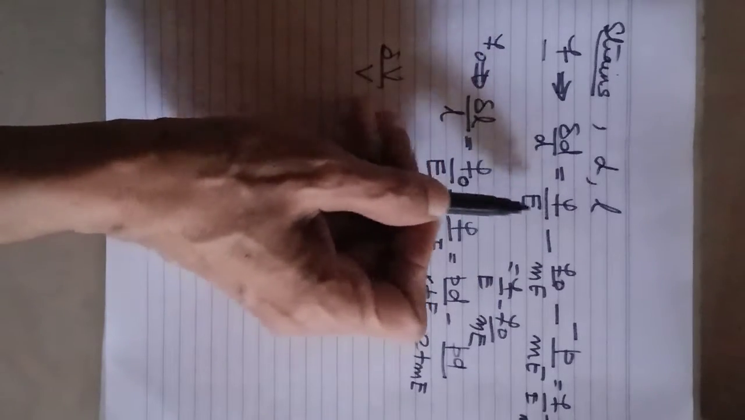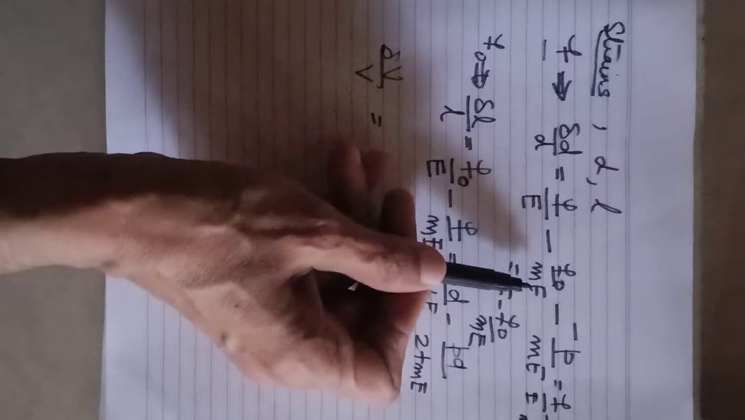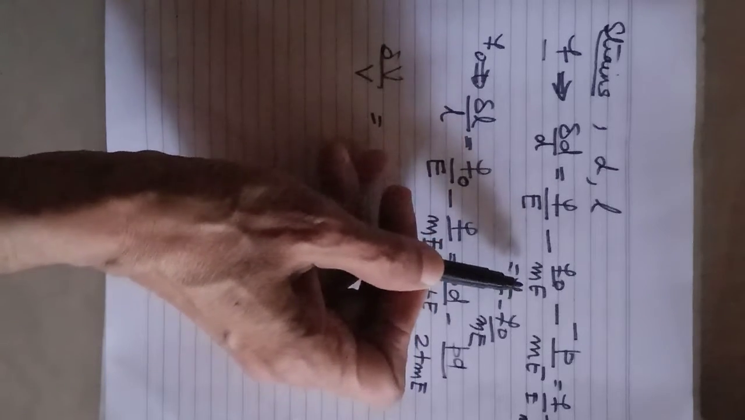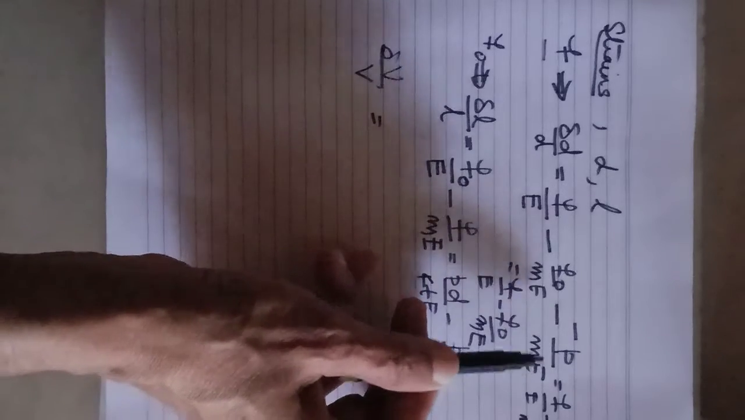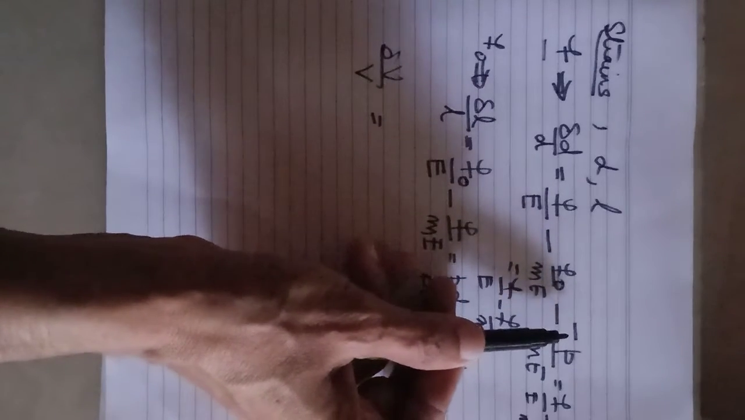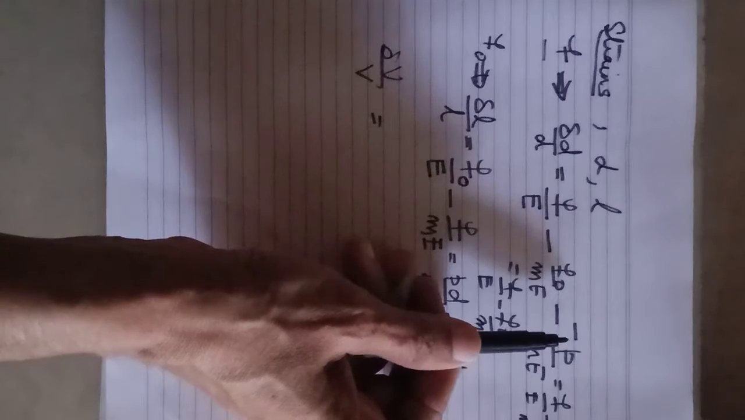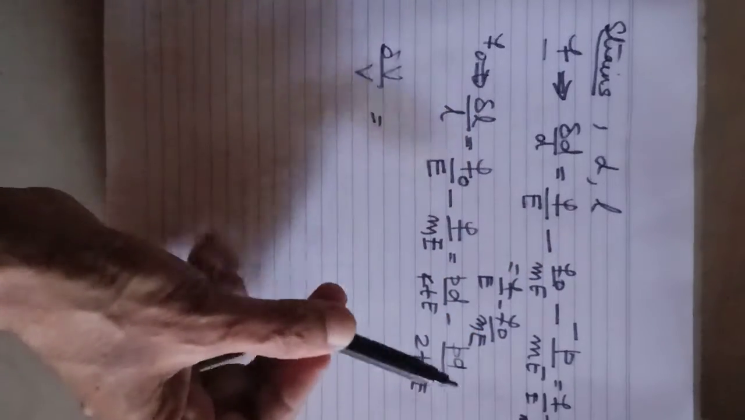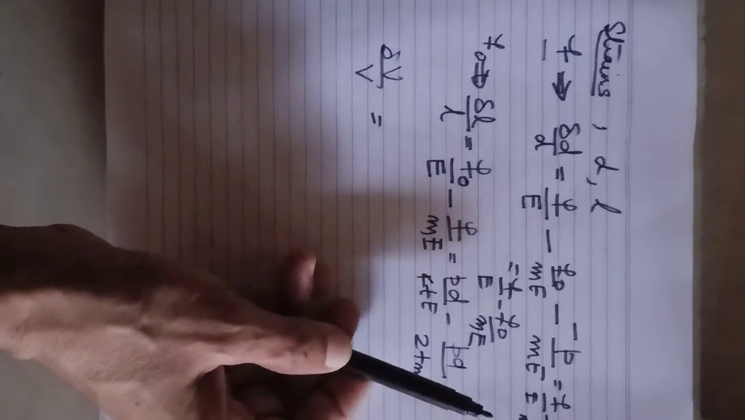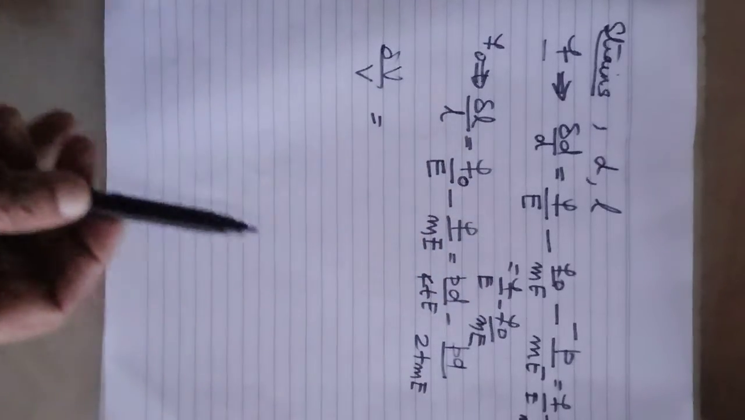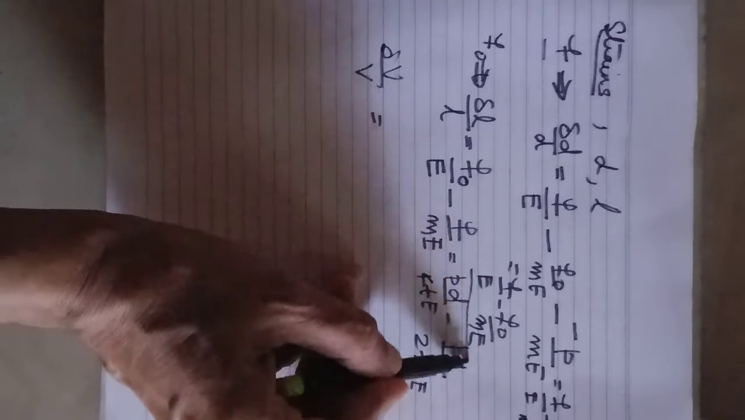hoop strain is f by E minus, it is a lateral strain due to longitudinal stress, f0 by mE. If you want to take the internal pressure, you have got minus p by mE. Why I have taken this minus is that internal pressure is always a compressive stress acting on the wall of the cylinder. So you have got f by E minus f0 by mE. If you want to neglect small p because it is very small compared to f and f0, you can neglect the effect of small p. So you can just rewrite this as f by E minus f0 by mE.